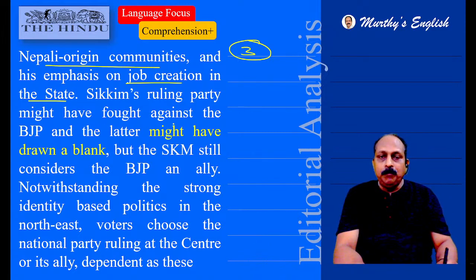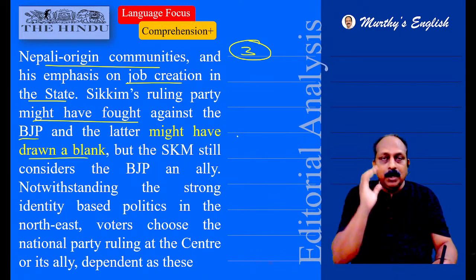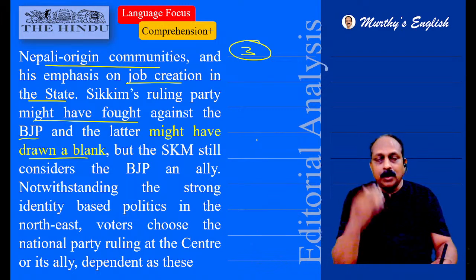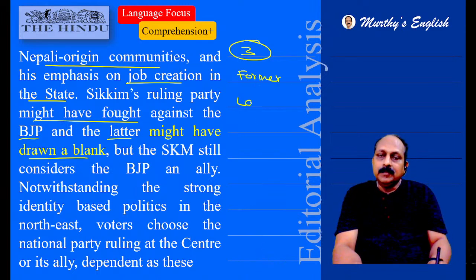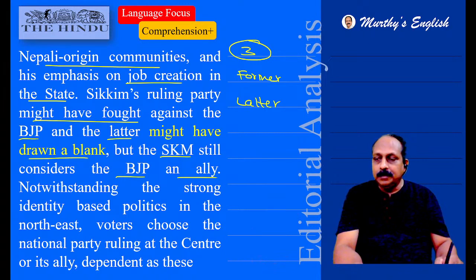Sikkim's ruling party might have fought against the BJP, and the latter might have drawn a blank. Draw a blank actually means not being able to recollect something, but in this context, drawn a blank means did not win even one seat. Here you have to recollect two words I have given many a time: former, latter. What is former here? The SKM. What is latter? The BJP. The BJP might have drawn a blank, but the SKM still considers the BJP an ally.